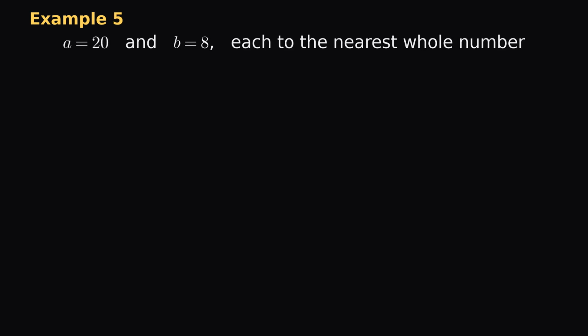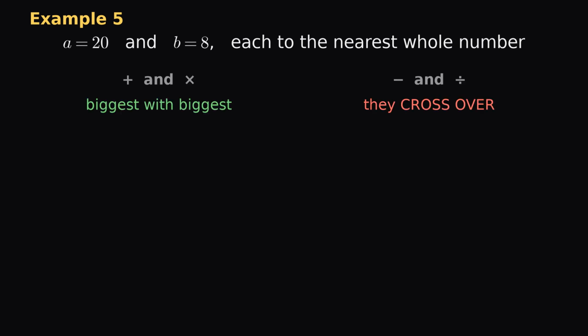Last one, and it's the trap. A is 20 and B is 8, each to the nearest whole number. Find the bounds of A minus B and of A divided by B. For adding and multiplying, biggest with biggest works. For subtracting and dividing, it does not. Think about what makes a subtraction big. You want A as large as possible and B as small as possible.